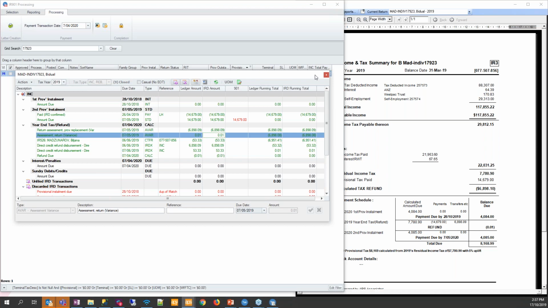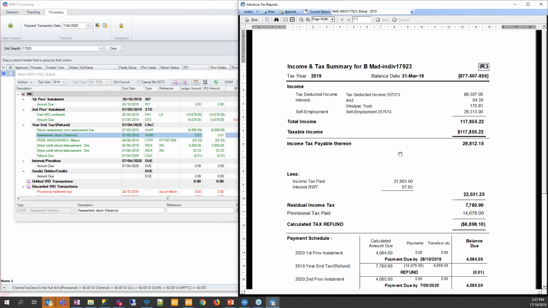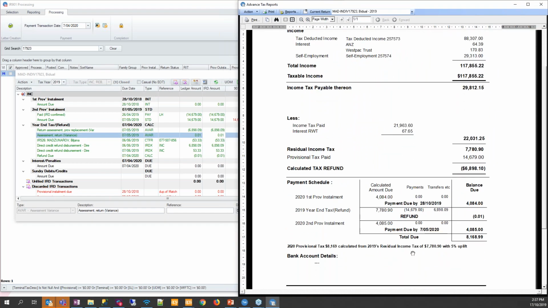Yeah, so the key thing here, if you can just minimize the ledger or the 901 thing so that we can see the tax summary, and we can make that a little bit bigger, is that the 2019 year-end figure is the residual income tax figure. So everyone can see that, they probably can't see my mouse. And then the payments are any payments and then the transfers.